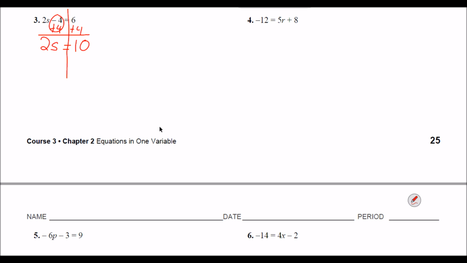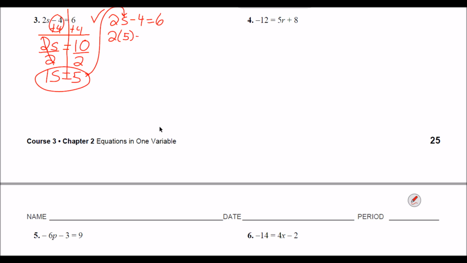To get rid of the 2 in front of the s, we know there's multiplication between it right now, so we do the opposite, which is divide. So 2 divided by 2 gives us the 1s, and 10 divided by 2 is 5. So we think s is equal to 5. To check that, we bring it over, and we plug that back into the original equation. So it's 2 times 5 minus 4 should give us the answer of 6.